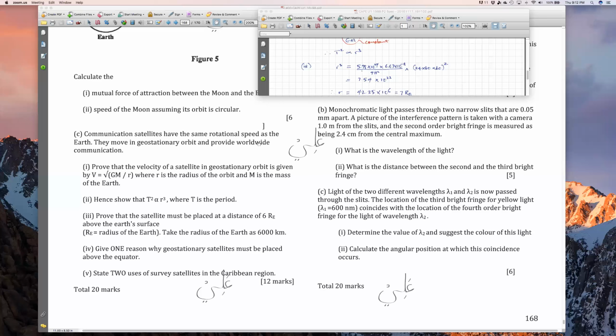And they also gave in the question that the radius of the Earth was 6,000 kilometers. That's 6 by 10 to the 6. So all we do is divide this number. You divide that number by 6 by 10 to the 6. And that will give you the number of radii.